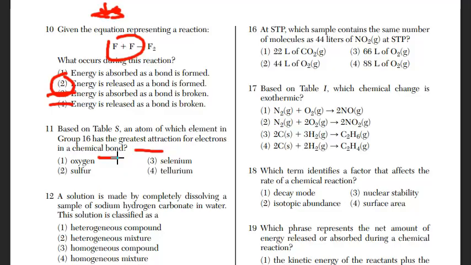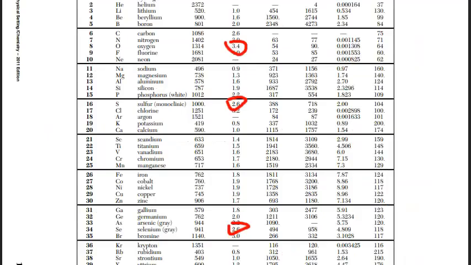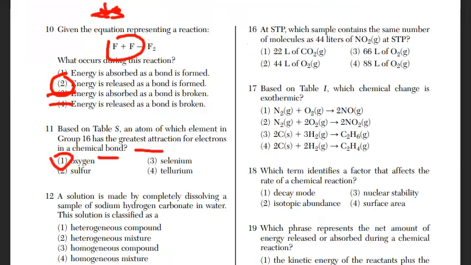We go to reference table S and let's check it out. There is a column for electronegativity, and what I've done is I've circled here for oxygen, sulfur, selenium, and then, trust me, tellurium is underneath. And you can tell that the highest value is for oxygen. Oxygen wants the electrons that are in that bond closer to them, and that's my answer. So we're talking here choice 1.